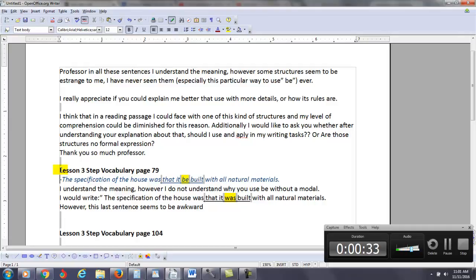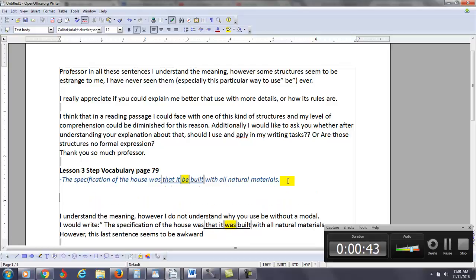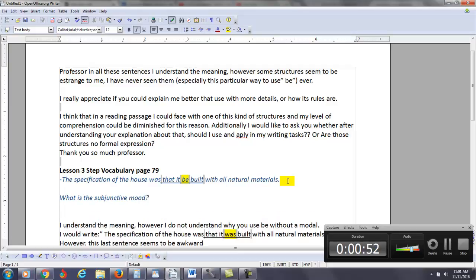You say, the specification of the house was that it be built with all natural materials. Now you think you should say was that it was built, right? Now what we're using here is the subjunctive. So if you go to Google, type in these key words, and you can understand more about it.